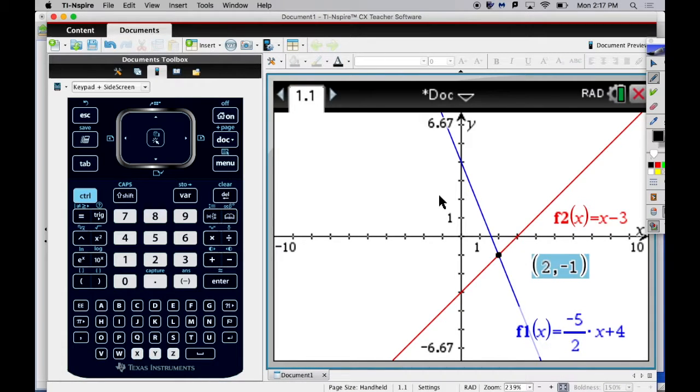2 comma negative 1. Now the reason that's the solution to both of these equations is because that's where they share the same x and y. In other words, when x equals positive 2 and y equals negative 1, that satisfies or makes both equations equal.